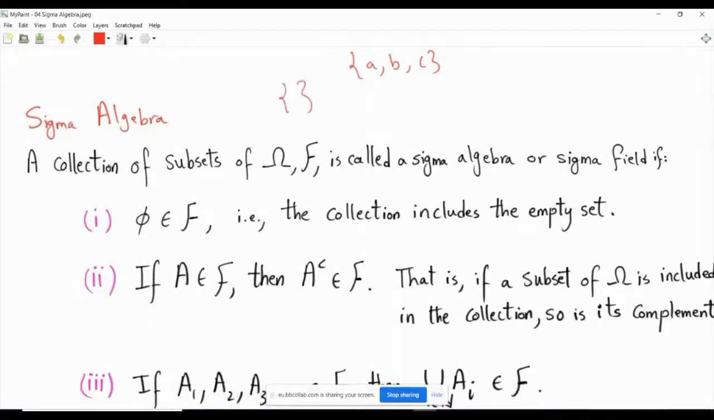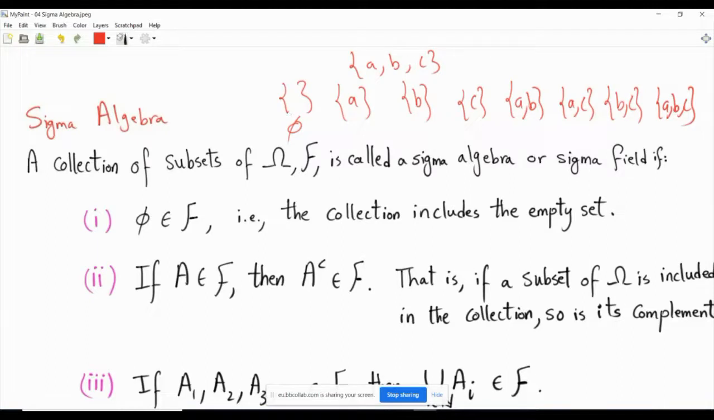Okay, so the empty set is always a subset of any set. Then a set with A, with B, with C, or you can take A with B, A with C, B with C, and A with B with C, like this. So those 8 sets are all possible subsets of this set. And you may know already that if you have a finite set with n elements, then the number of subsets is equal to 2 to the power n. So if we have a set with 3 elements, like in our case here, then we have 8 possible subsets.